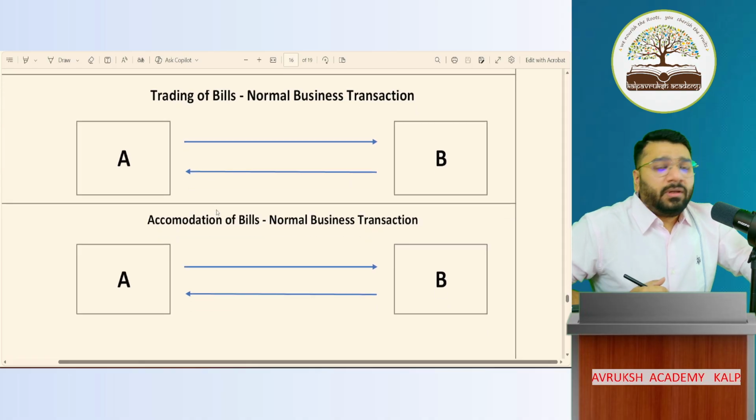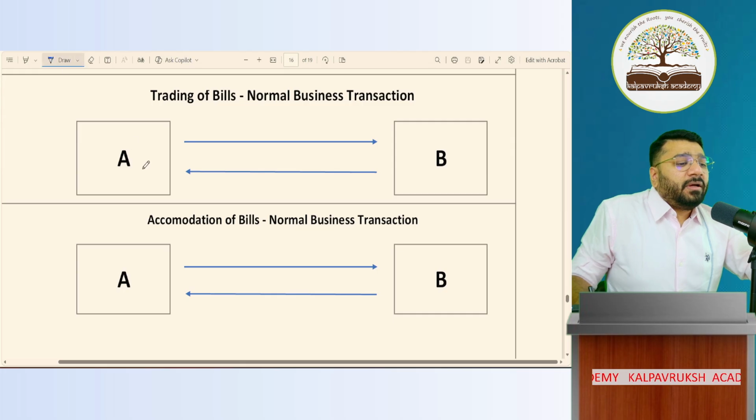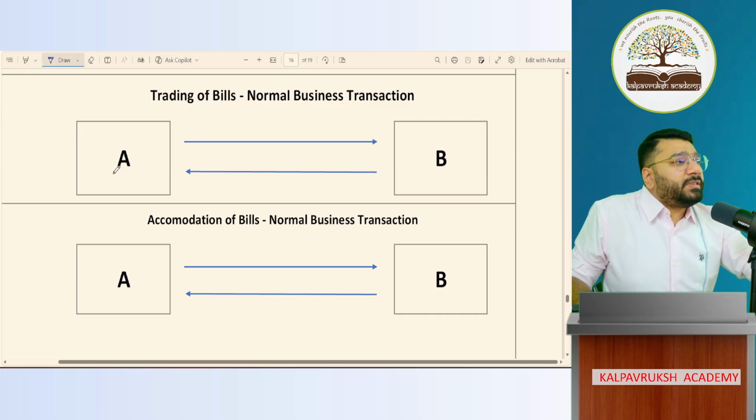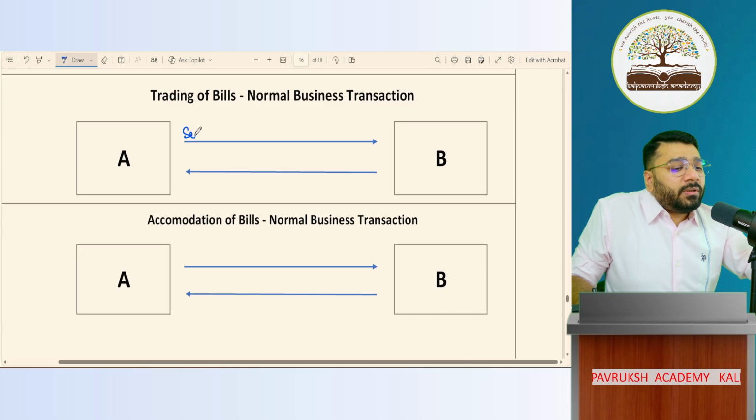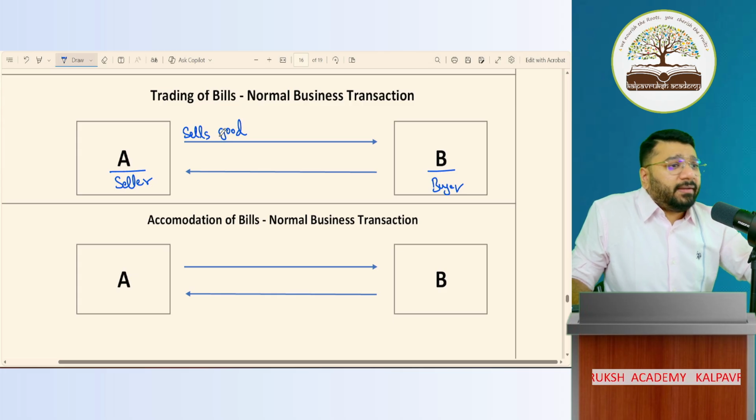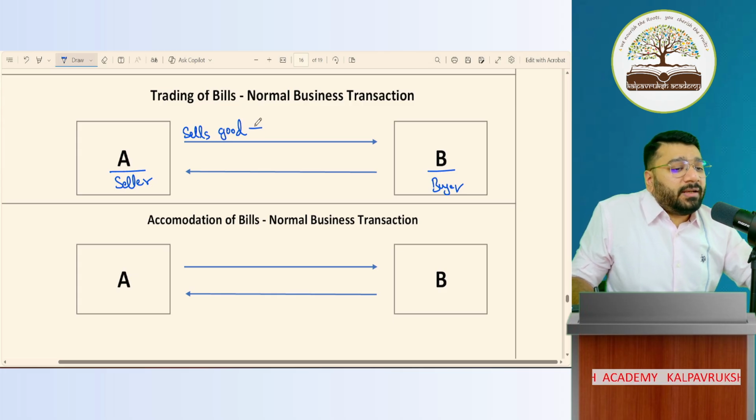Now, tell me people, normally, what did we study so far? We studied that there is a person called A. A is a person who sells goods to B. So A is called the seller and B is called the buyer. When the seller is selling the goods, along with that, he will send 2 more documents. Generally, what is that? One is called invoice. Second is bills of exchange.